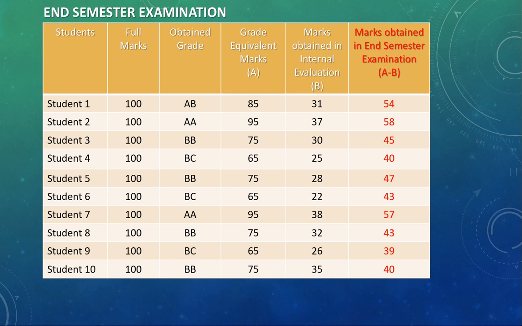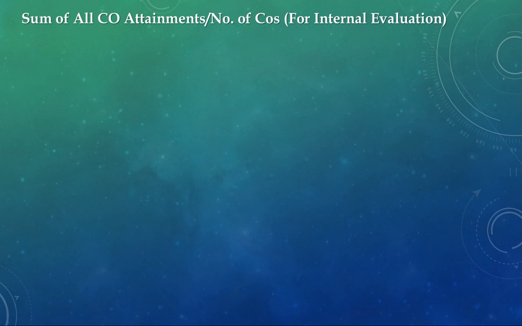The marks our students have got only in the end semester examination are 54, 58, 45, 40, 47, 43, 57, 43, 39 and 40. That means all of the students scored more than 50% marks only in the end semester examination. So for this end semester examination, the level of attainment is obviously 3. We shall move on to the calculation.